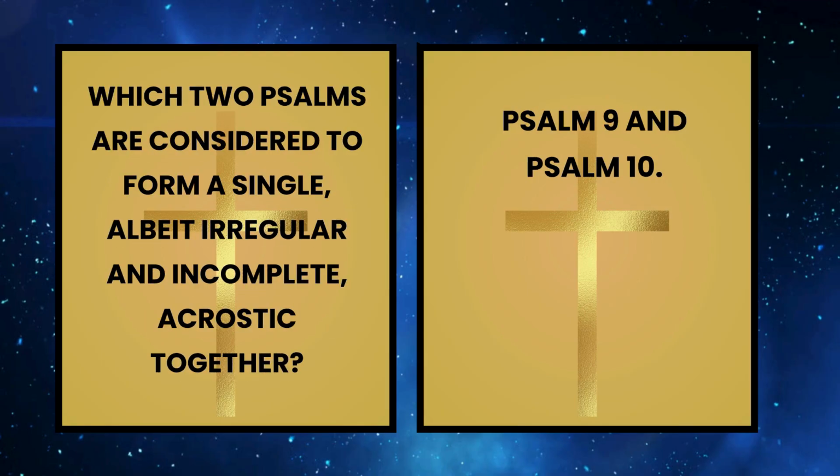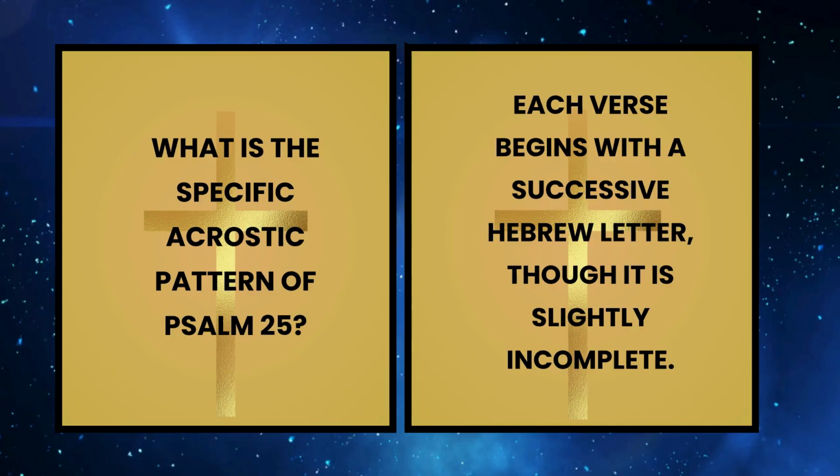Which two psalms are considered to form a single, albeit irregular and incomplete, acrostic together? They are Psalm chapter 9 and Psalm chapter 10. What is the specific acrostic pattern of Psalm chapter 25? Each verse begins with a successive Hebrew letter, though it is slightly incomplete.